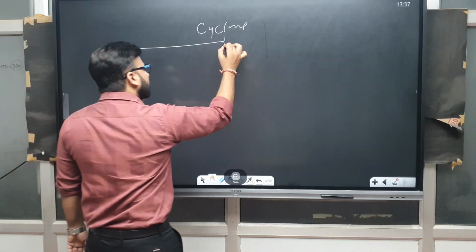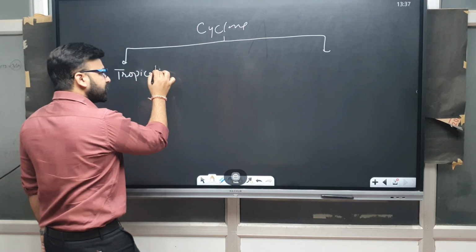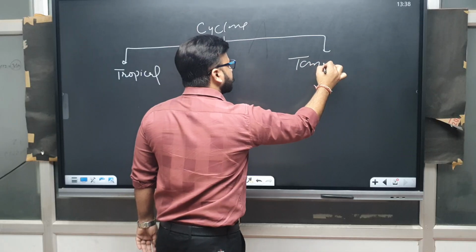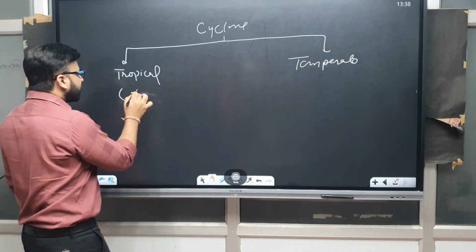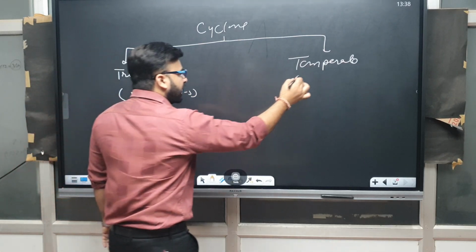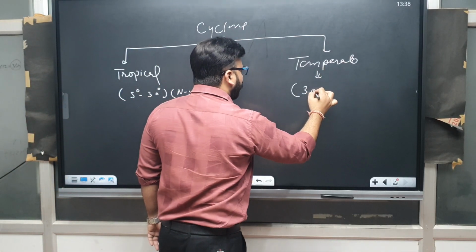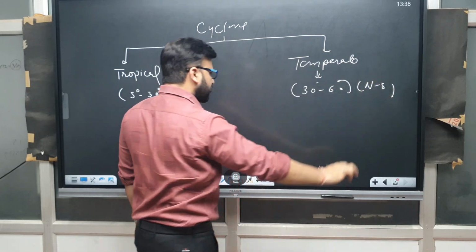One is tropical and the second is temperate. The tropical ones are found between 5 degree to 30 degree in both the hemispheres, and the temperate ones are generally found between 30 to 60 degree in both the hemispheres.